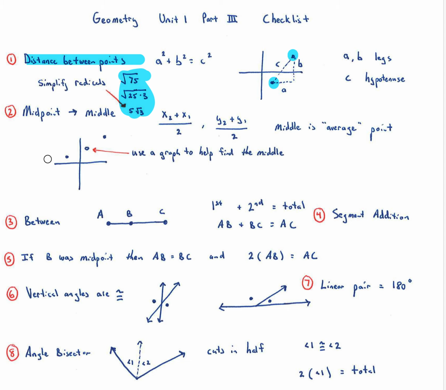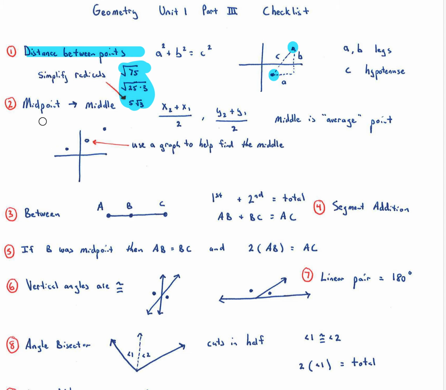Similar to distance, if I give you 2 points, I want you to be able to find the midpoint. The midpoint literally is the middle. And when I say the middle, I mean exactly in the middle. You can use a graph to help you find the middle. You can also just use your number sense. Like, you know the middle number of 0 and 10 is 5. You know the middle number between 50 and 100 is 75, things like that.